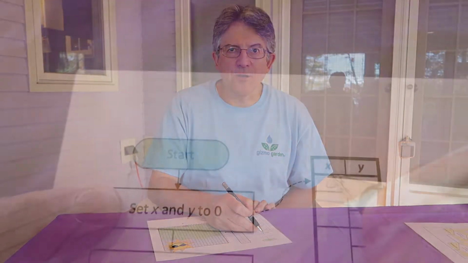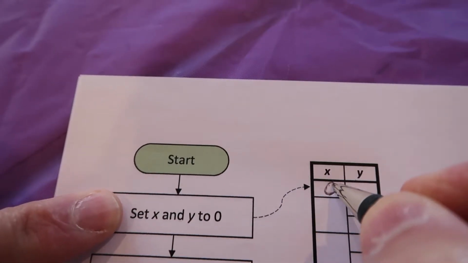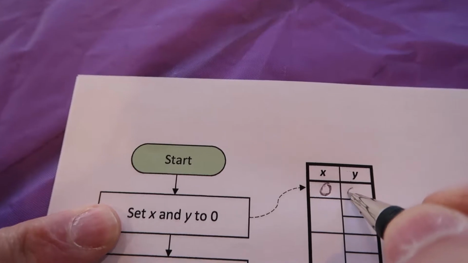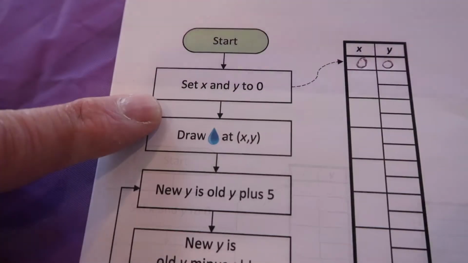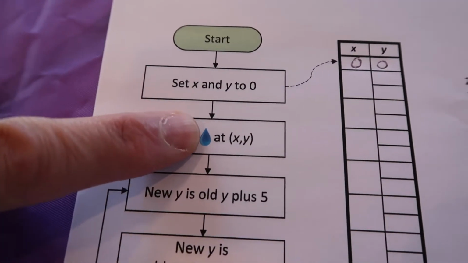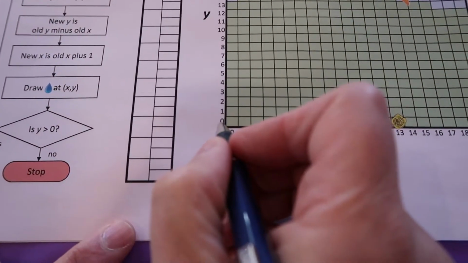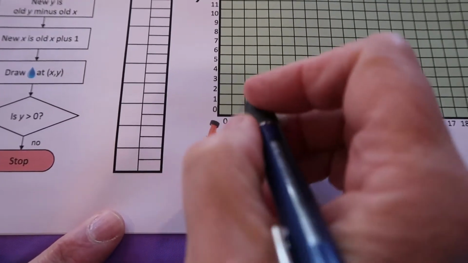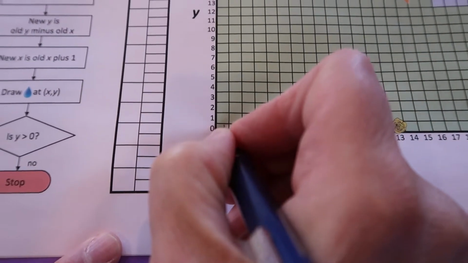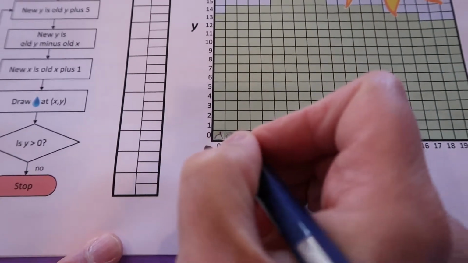The first instruction just tells us to set x and y to 0. So I'm going to go over here to the memory column and just write a 0 under the x and under the y. Next, the pretend computer wants to draw a drop at x and y. Well, x and y are just 0. So I come over here to the graph and I find the box where the x coordinate is 0 and the y coordinate is 0, and I draw a drop in it.